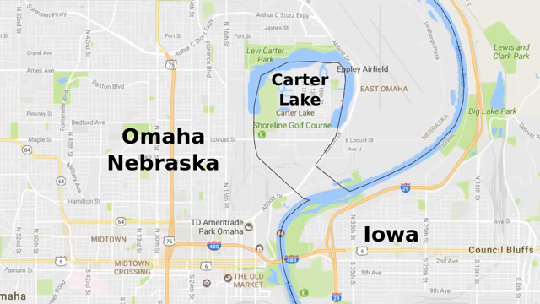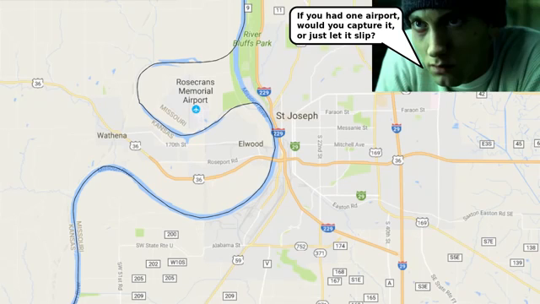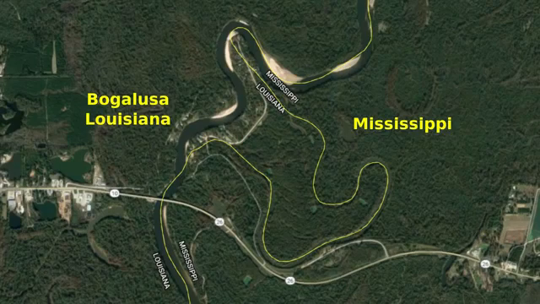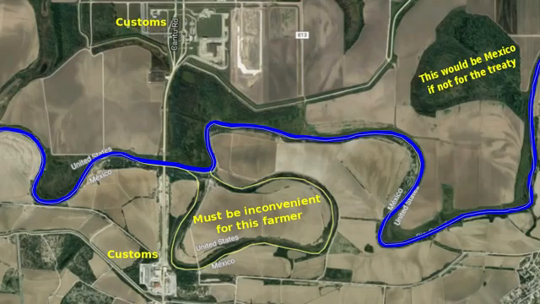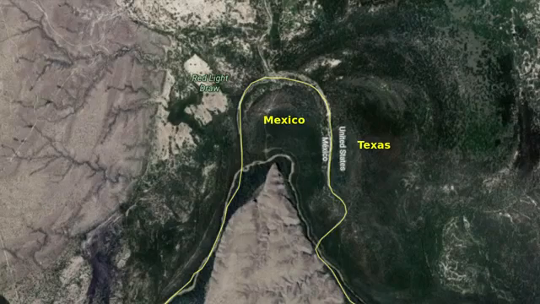Notable examples include Carter Lake, Iowa, which is a city on Nebraska's side of the Missouri River next to Omaha's airport, and the airport of the city of St. Joseph, Missouri, just north of Kansas City, which was cut off from the rest of the state by a 1952 flood. These situations are easy to deal with inside the United States since people can move freely between states, but the Rio Grande border between Texas and Mexico has similar river issues. Every once in a while, the two countries will exchange land to clean up the border, but they both still have some land on the wrong side of the river.